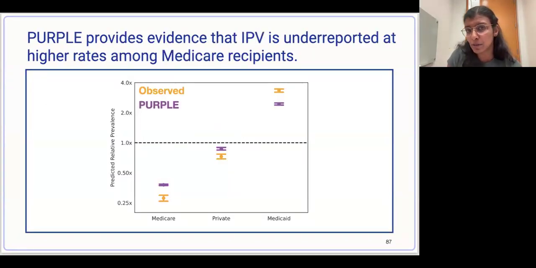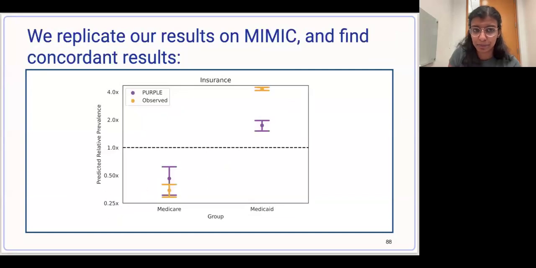Okay, the final result I want to share is that purple also provides evidence that IPV is underreported at higher rates among Medicare recipients who come from lower socioeconomic statuses. So here you can see that the purple estimated relative prevalence is higher than the observed estimated relative prevalence. And so discrepancies between these two estimates suggest that, one, underreporting may be affecting our estimates, and that purple might be a good option in this case.